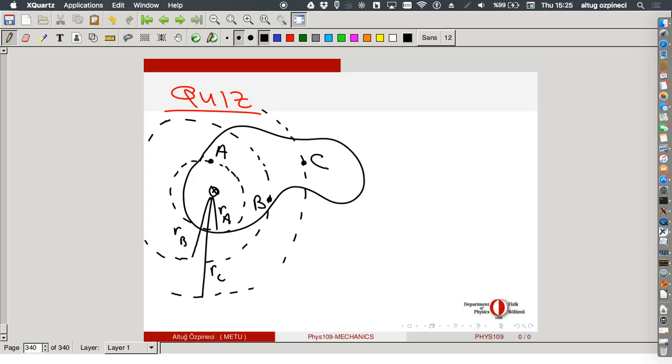So I have this rigid body. These dashed lines are circles. The inner one has radius R_A, the middle one R_B, and the outermost one has radius R_C. Then I have these points A, B, and C. For those points, I can talk about their angular velocities and also their linear velocities.